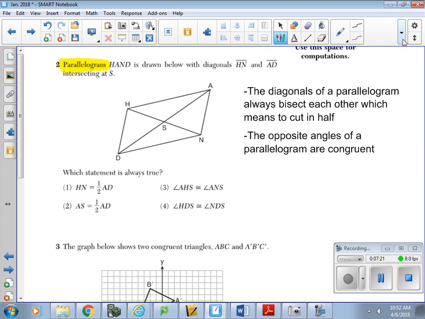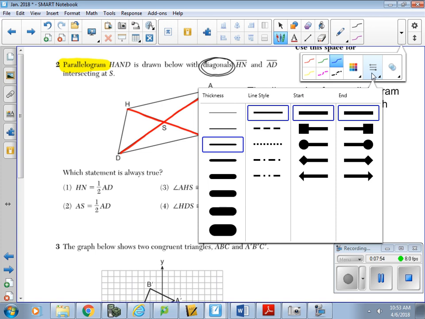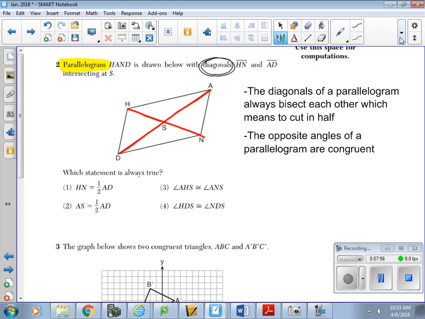Remember, parallelogram. Let me read the rest of it. It says parallelogram HAND is drawn below with diagonals. That's another very important thing to think about. Diagonals HN, so HN would be this diagonal here, and AD would be this diagonal here, intersecting at S. And then it says which statement is always true. So let's talk about what we know about a shape if we know it's a parallelogram.